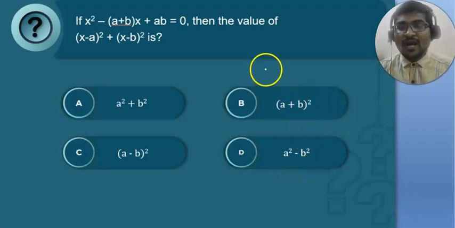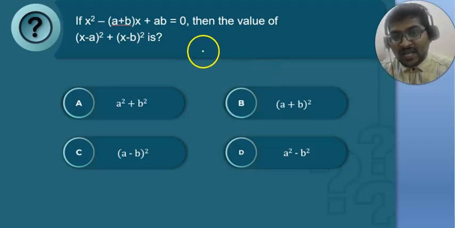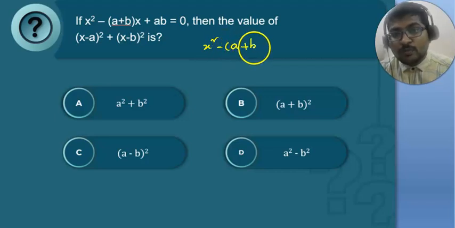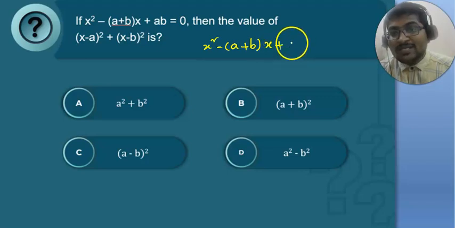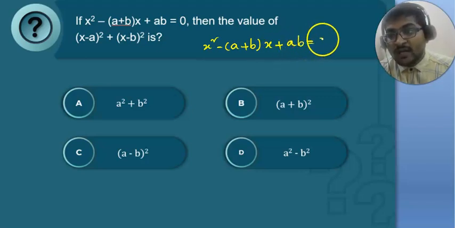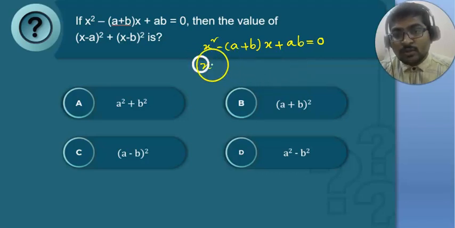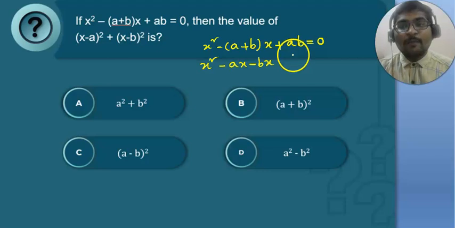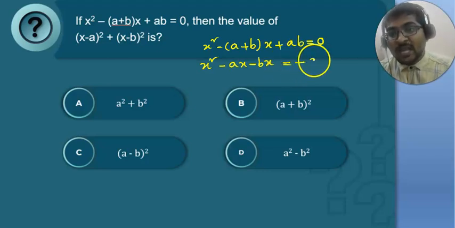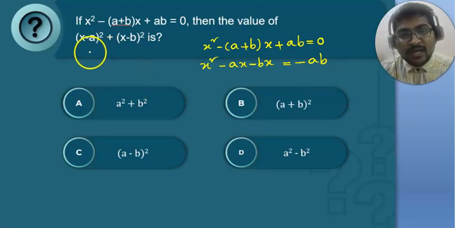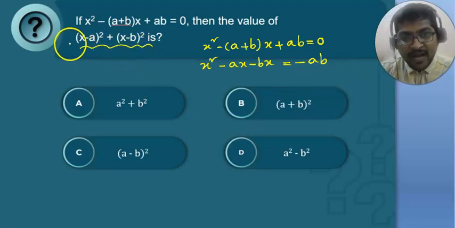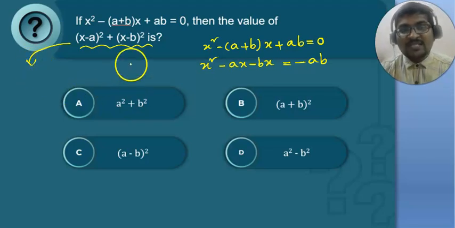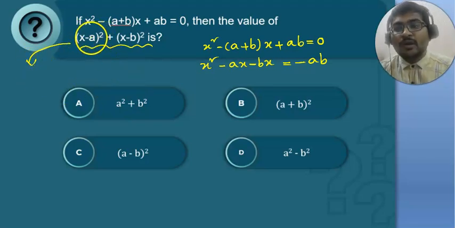So, my dear students, first of all, write the given equation here: x square minus (a plus b) into x plus ab is equal to 0. Simplify here: x square, multiply x inside, minus ax, minus bx, and ab comes to the right side, minus ab. So here calculate this value. This can be written like this, and it can look like the (a minus b) whole square formula.